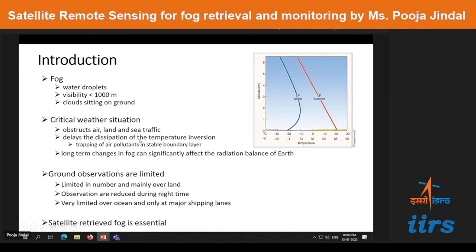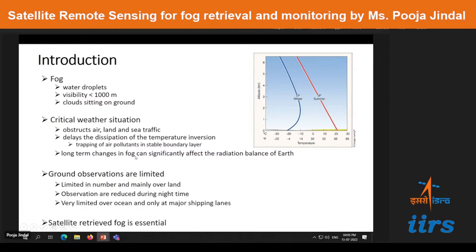Then also we know that due to the climate change, there are changes in all the geophysical parameters. And also there are changes in the fog pattern, that is the duration of the fog, formation of the fog, dissipation of the fog. So all these changes in the fog can also significantly affect the thermal radiation balance of the earth. How? Because if suppose there is an increase in the fog formation, then more reflectance will be there, incoming solar radiation will be reflected. So it will lead to the cooling of the earth.